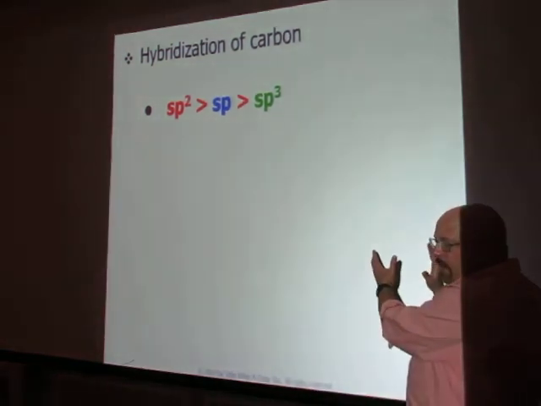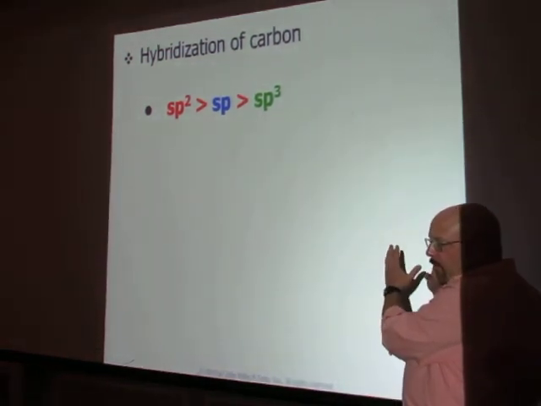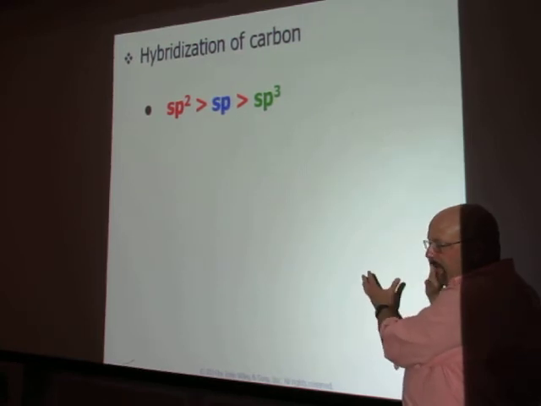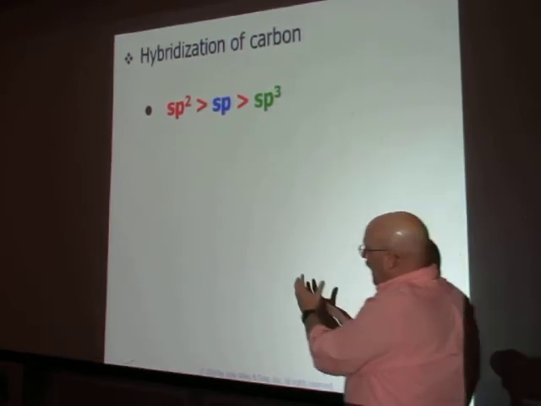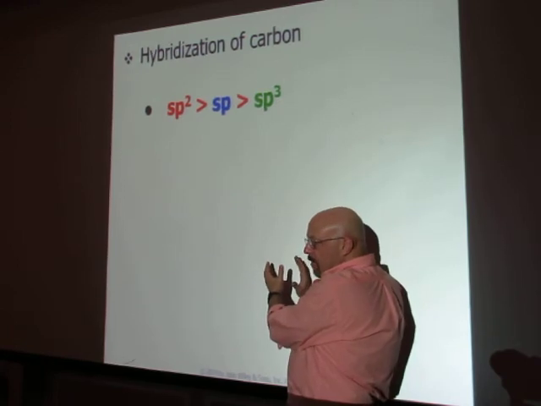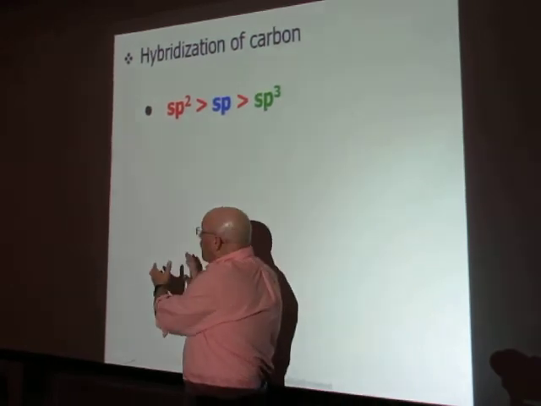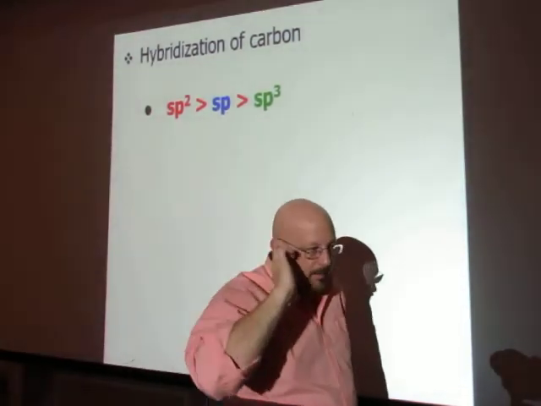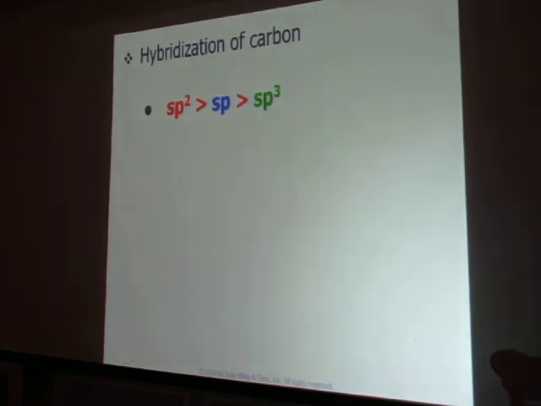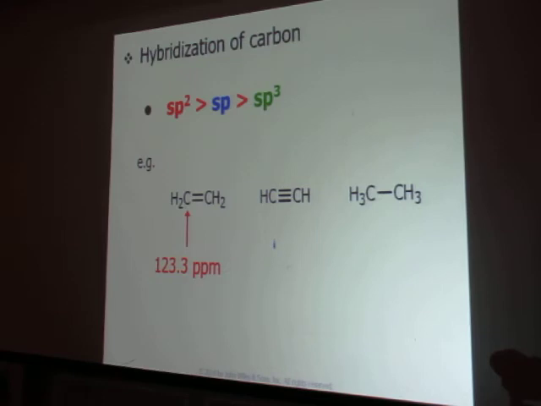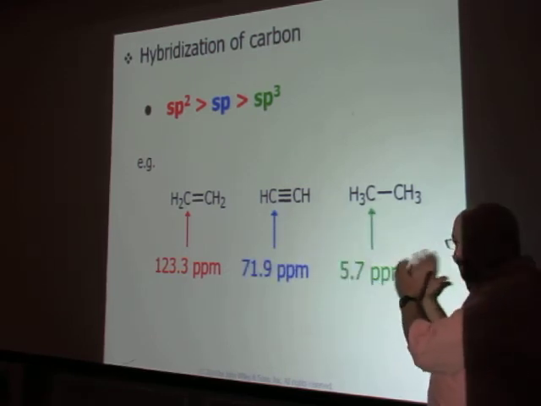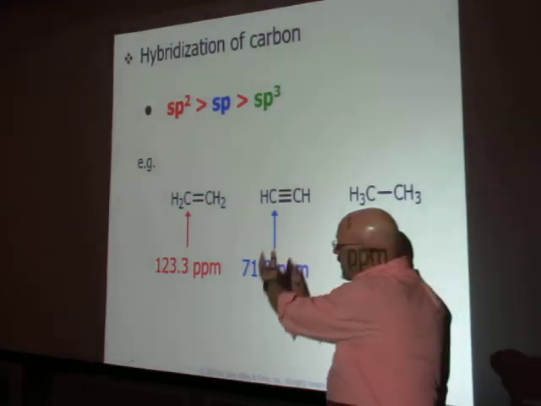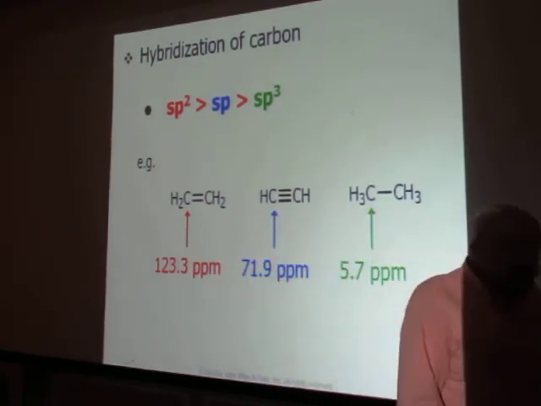sp3 is going to be the most upfield here. They are going to be at the lower ppm values, your sp3 carbons. And then you have sp hybridized carbons. And the furthest downfield are the sp2 carbons. They're at the highest ppm values. Don't know why it's that order, but that's the order that we have them. Here's some numbers. You can kind of see that follows that. So sp3 is most upfield, lowest ppm values, then your sp, and then your sp2 is the furthest downfield.